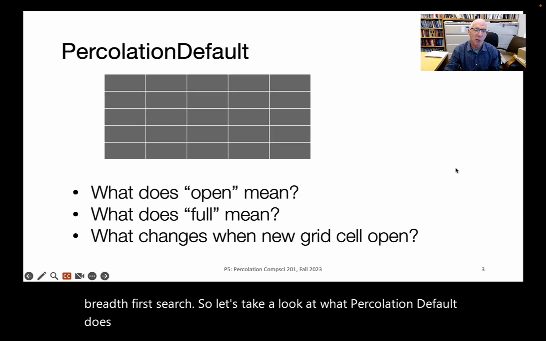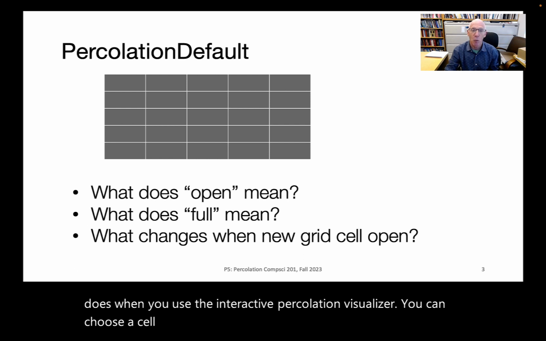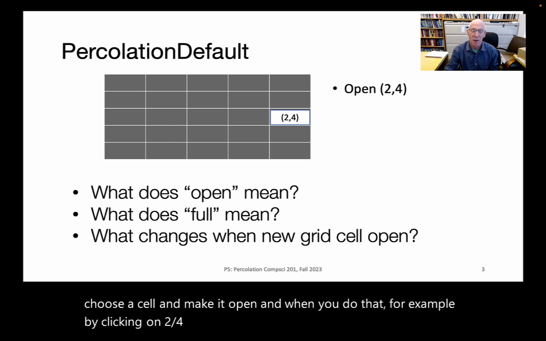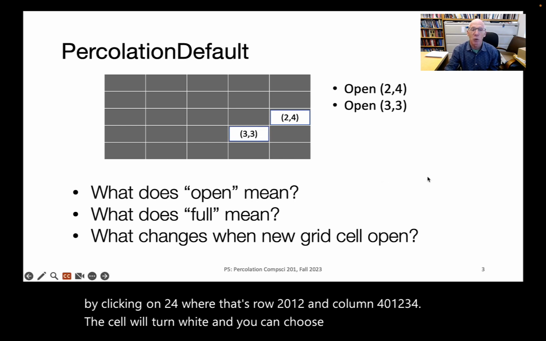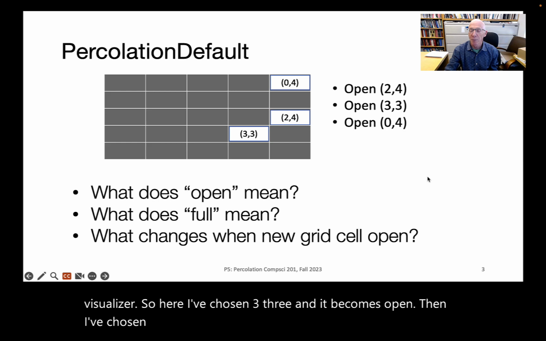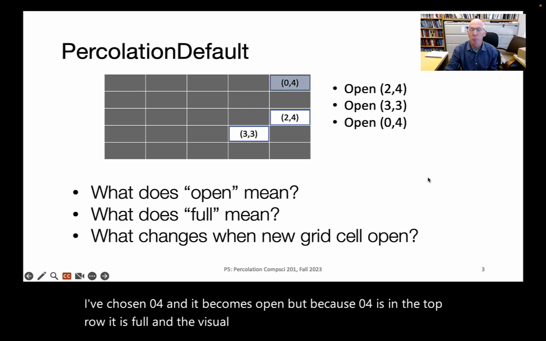When you use the interactive Percolation visualizer, you can choose a cell and make it open. And when you do that, for example, by clicking on 2-4, where that's row 2, 0, 1, 2, and column 4, 0, 1, 2, 3, 4, the cell will turn white. And you can choose cells at random with the visualizer. So here I've chosen 3, 3, and it becomes open. Then I've chosen 0, 4, and it becomes open. But because 0, 4 is in the top row, it is full, and the visualizer will turn it blue.